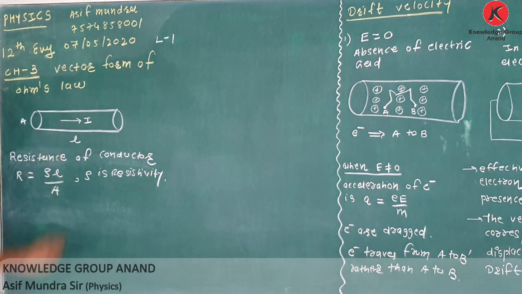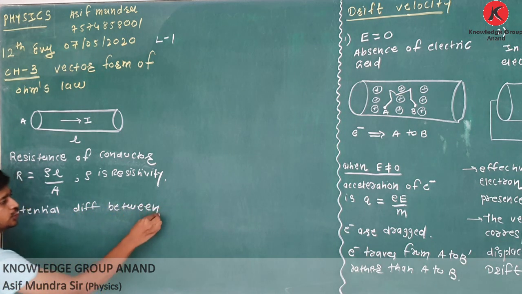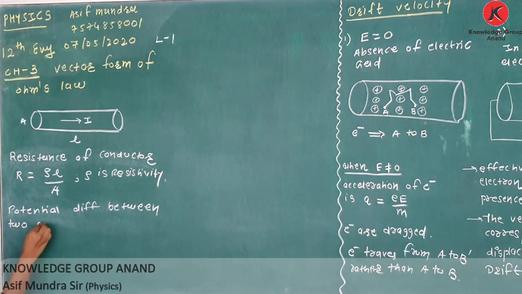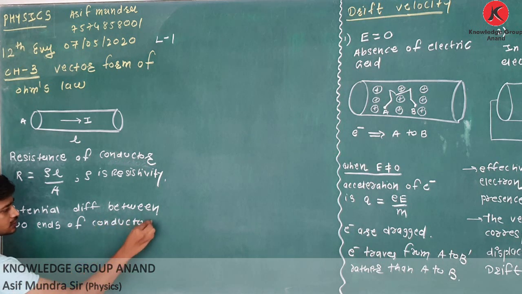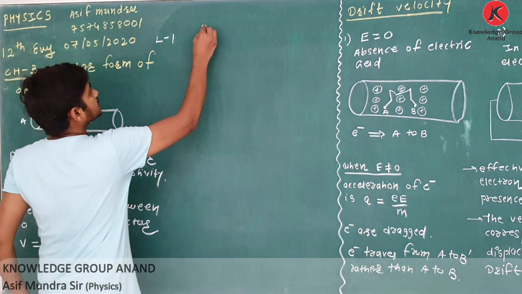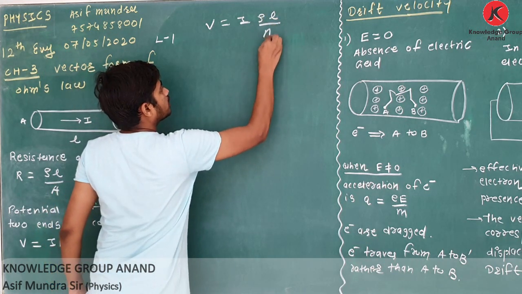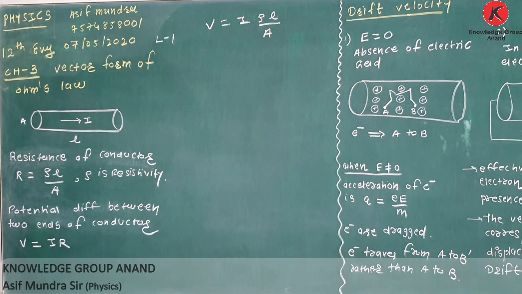Now, current I is flowing through this conductor, so what is the potential difference between the two ends of the conductor? V is equal to I R, equation 1. Putting R, I can write V is equal to I rho L upon A. Clear about this?